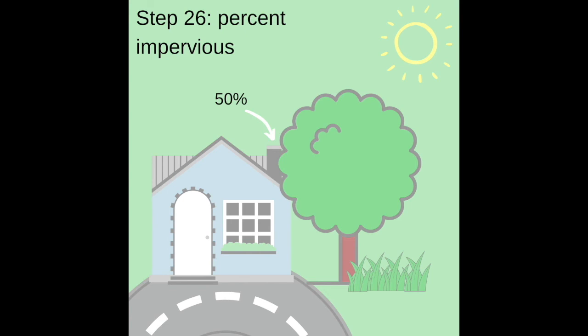Now we need to look under the tree. Step 26 is the percent impervious. This is an estimation of the amount of hard surfaces below the tree canopy. This includes roofs, concrete, tarmac, and anything else that water can't pass through. For example, if there is a paved patio, you might think that it covers 20% of the land beneath the tree canopy.